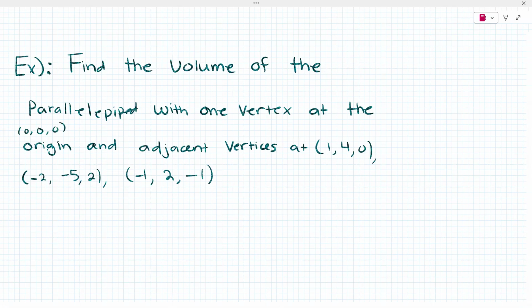And adjacent vertices at 1, 4, 0. So 1 is your X, 4 is your Y, and 0 is your Z, so we are definitely in 3D. Then 2, -2, -5, and 2, -1, 2, -1. Fortunately, this is a 3 by 3, so the volume is going to be a little bit more work.